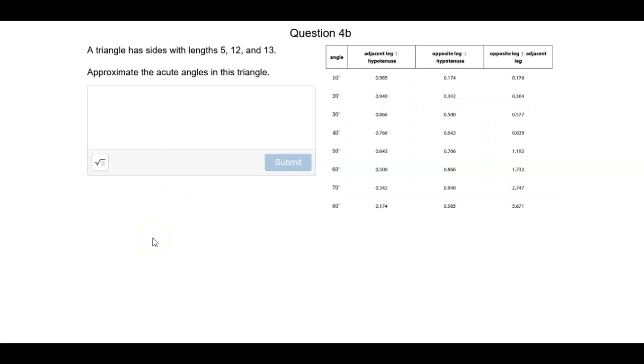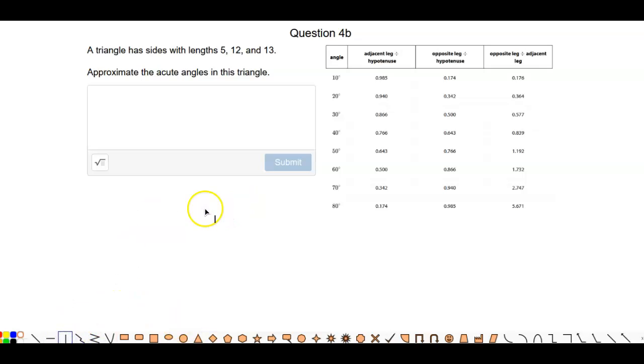Question 4b, we're working with that same triangle that we had in the last question. So we have 5, 12, and 13, and we have to approximate the acute angles in this triangle. So I'm just going to draw us a triangle, a right triangle, that we can use.